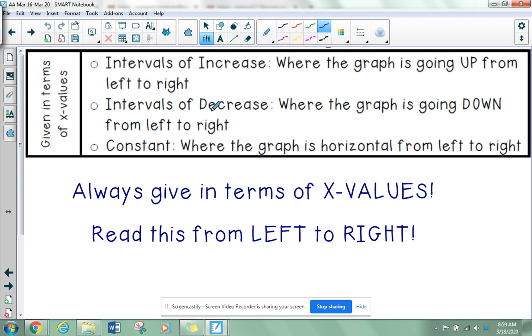One thing that makes intervals of increase and decrease a little bit tricky to determine and to actually write is that you're always supposed to give it in terms of the x values. Yes, you're looking at where the graph is going up or where it's going down, but you're going to read the values for that from left to right on the x-axis.